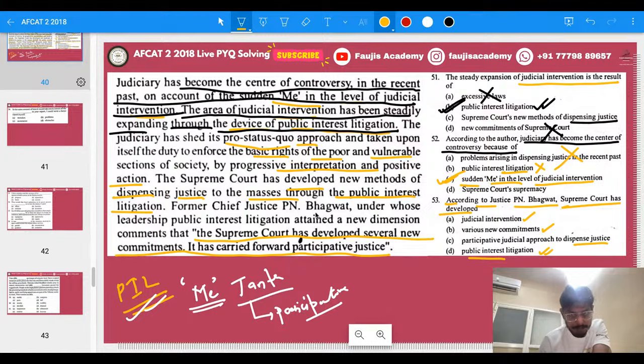Former Chief Justice P.N. Bhagwat, under whose leadership public interest litigation attained a new dimension, comments that the Supreme Court has developed several new commitments. It has carried forward participative justice. So which particular stuff is more important? Judicial intervention? No, we are not talking about it from P.N. Bhagwat's point of view. Various new commitments, we are talking about that. Public interest litigation is also not the correct one. All it boils down to B or C.